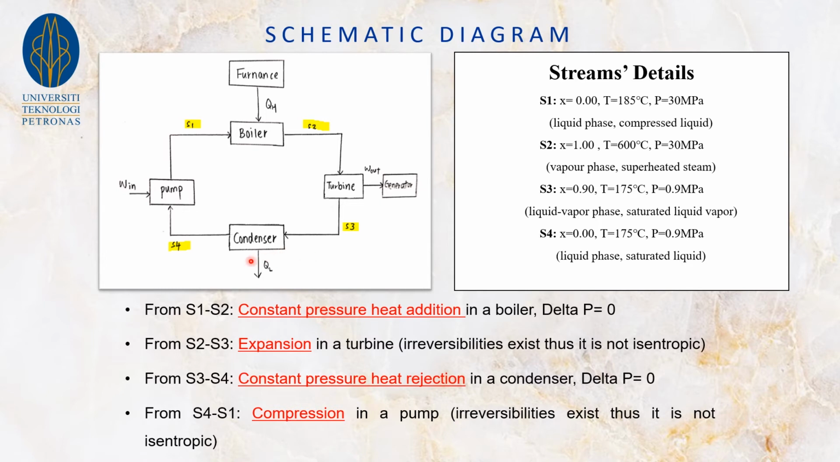And last, the condenser will receive the two-phase liquid-vapor mixture and cool it to the liquid state by transferring the heat to the cooling water system. The phase change takes place in the condenser, and thus there is no change in the temperature and pressure. The pressure remains at 0.9 megapascal, and the temperature remains at 175 degrees Celsius. The saturated liquid will leave the condenser and then be transmitted back to the pump.